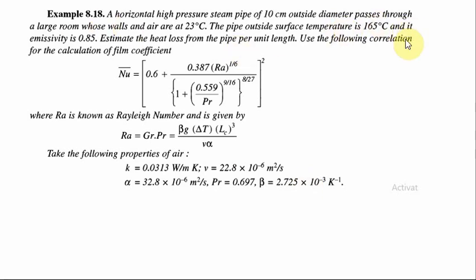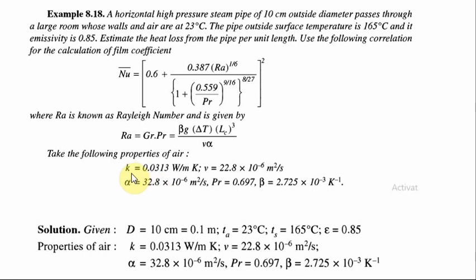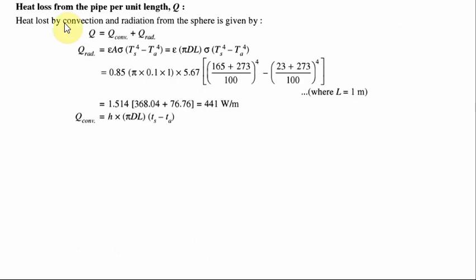Since in the problem the pipe emissivity value is given, that means along with the convection, radiation heat transfer is also occurring. So we'll go for the solution method. The given data are the diameter of the pipe, temperatures, and properties of air. Since emissivity is given, we will consider the heat transfer from radiation also.